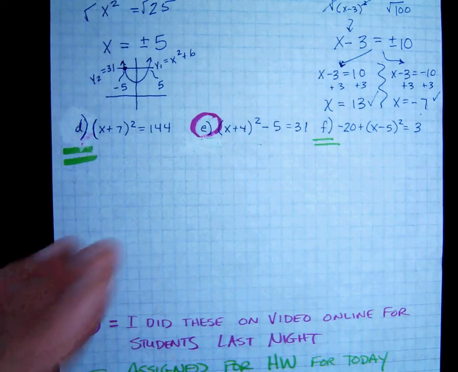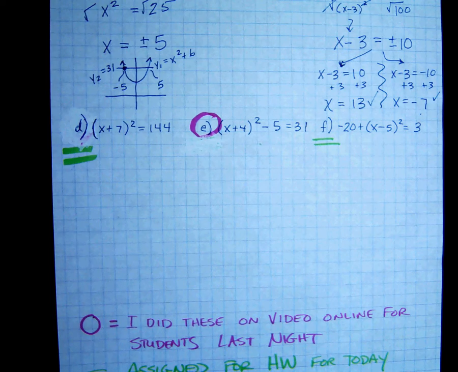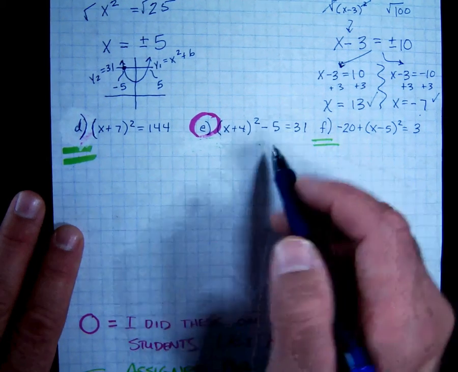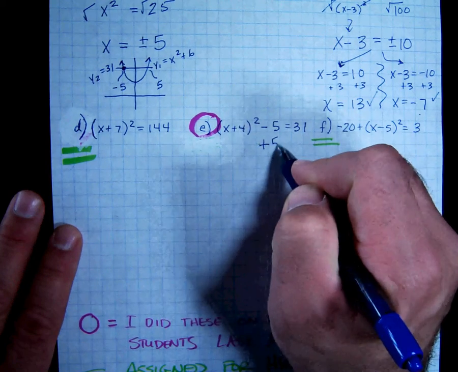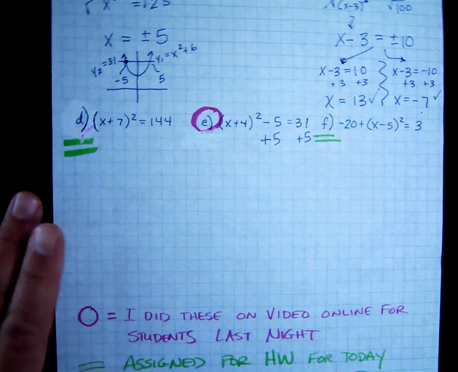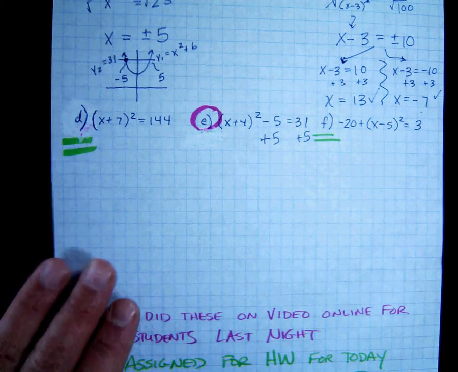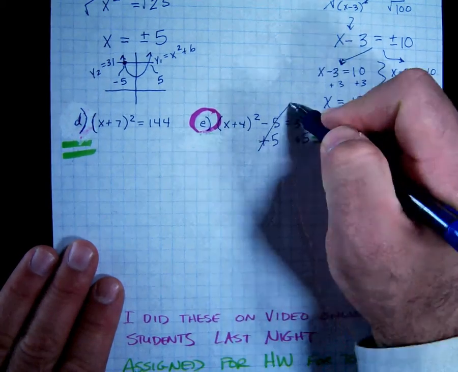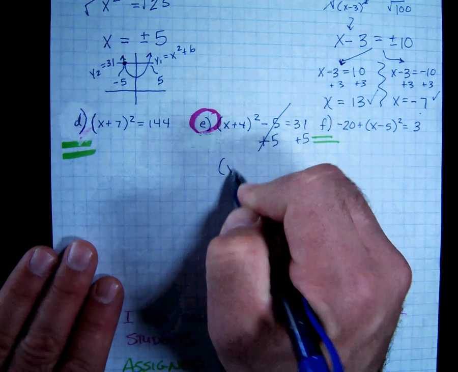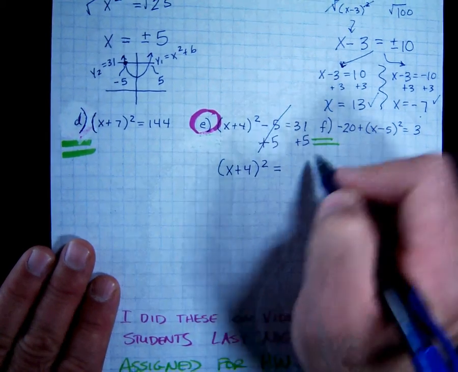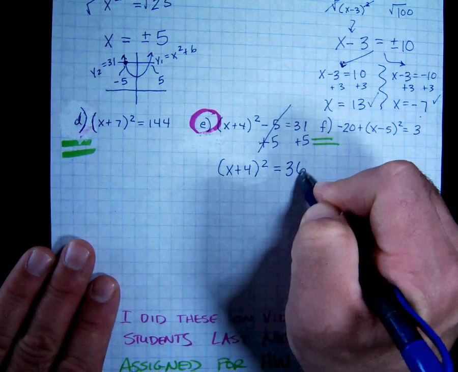Finally, I'm going to do E for you. I'd like you to do B, D, and F for tomorrow. I'll do E. The order of operations here is you get rid of that minus 5 by adding 5 first. Since it's not in the parentheses, you're free to go in and add 5 to both sides. That'll get rid of that. We're left with the quantity x plus 4 squared equaling 31 plus 5, which is 36.